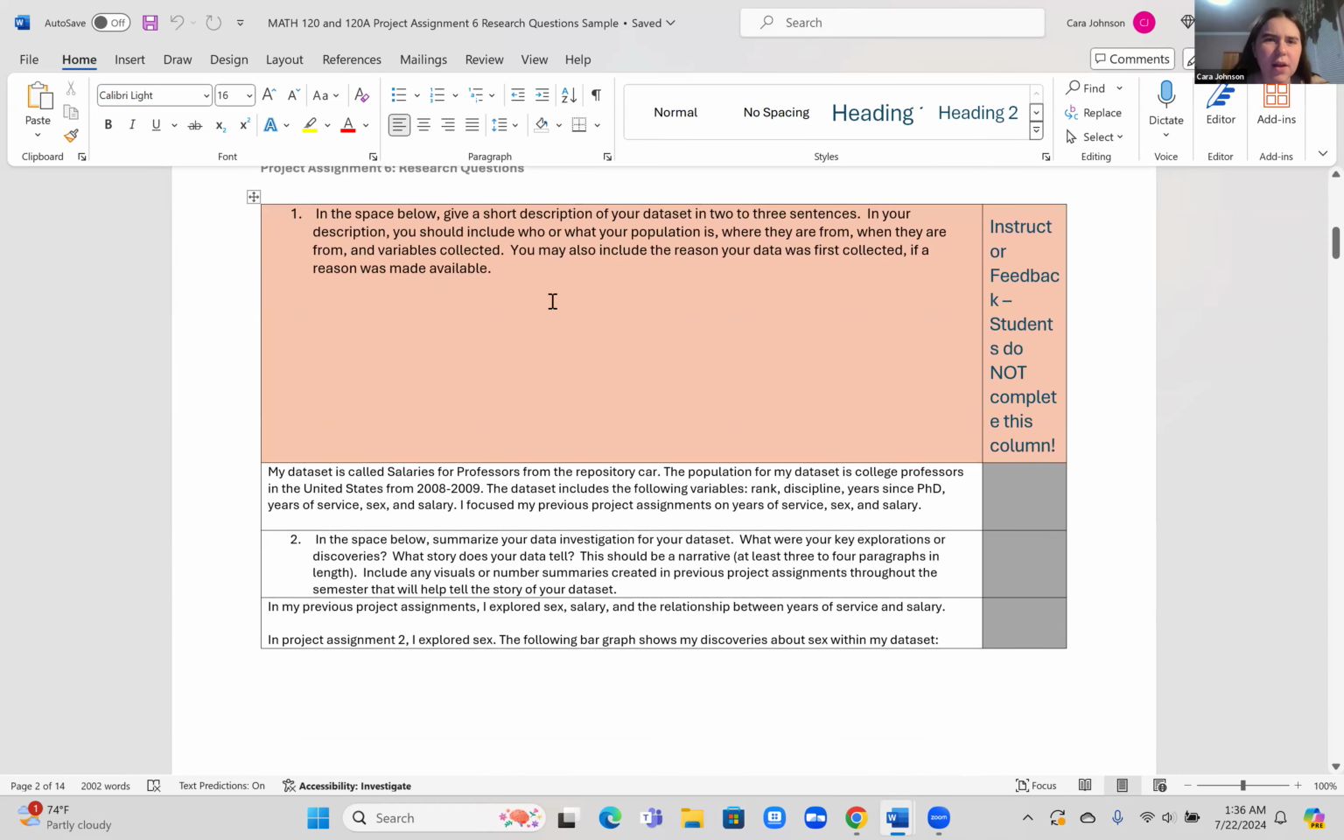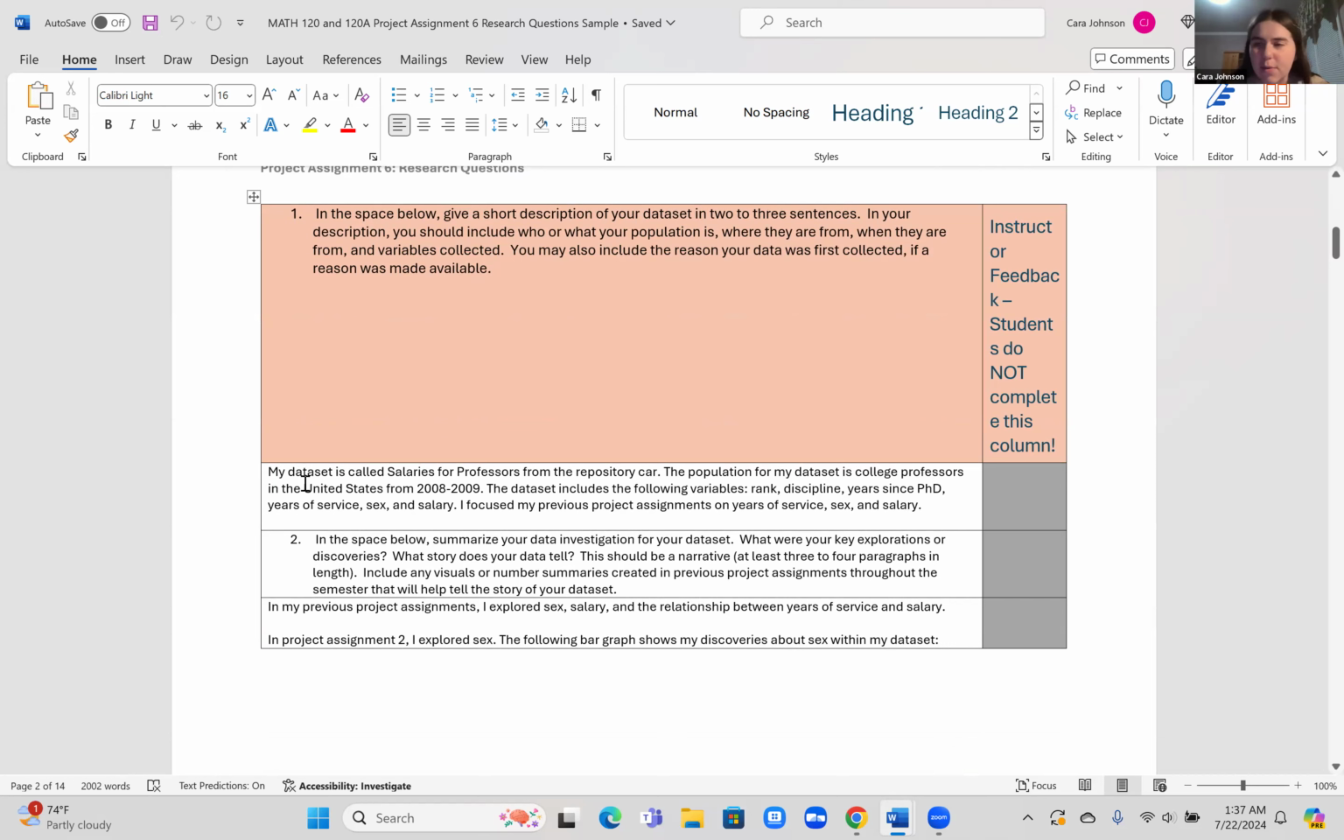So question number 1. In the space below, give a short description of your data set in 2 to 3 sentences. In your description, you should include who or what your population is, where they're from, when they're from, and variables collected. You may also include the reason your data was first collected if a reason was made available. Now, you may not be able to answer all of this depending on the information given for your data set, but try to answer as much as you can.